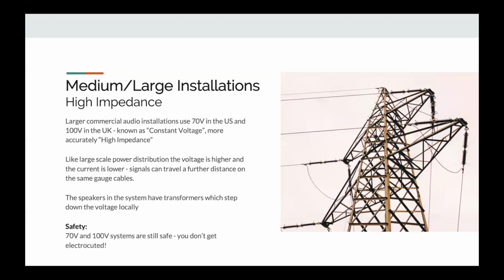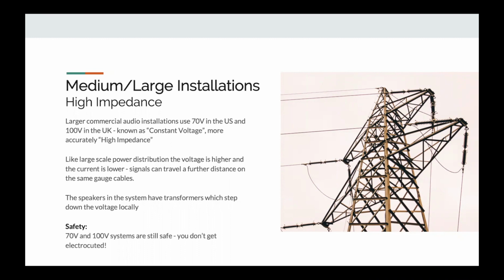When we move to medium and larger installations, we start to use a standard called high impedance. This uses a 70 volt voltage in the US and 100 volts in the UK, whereas conventional residential audio would be using somewhere around 2.84 volts and up. So it's significantly higher voltage, and it works in exactly the same principle as electricity distribution does in the world. So the thing with sending power over cables is the higher the voltage and the lower the current, the further that the voltage can run over smaller cabling systems before there's any loss.